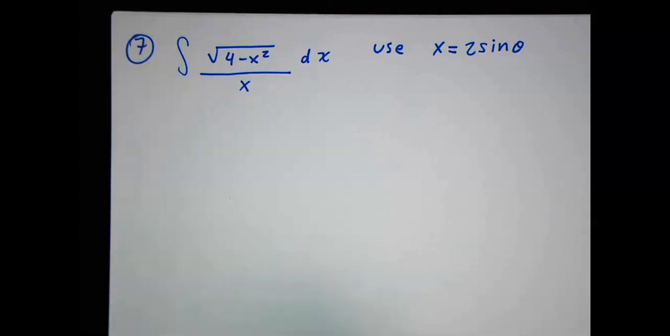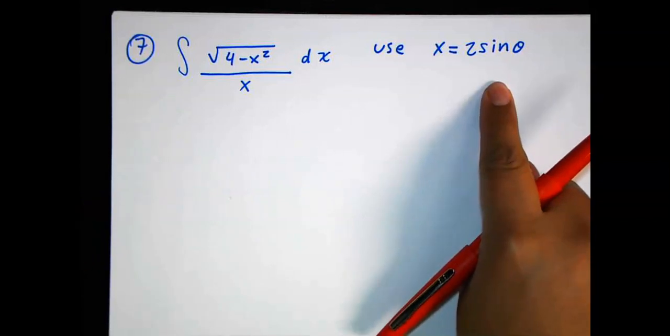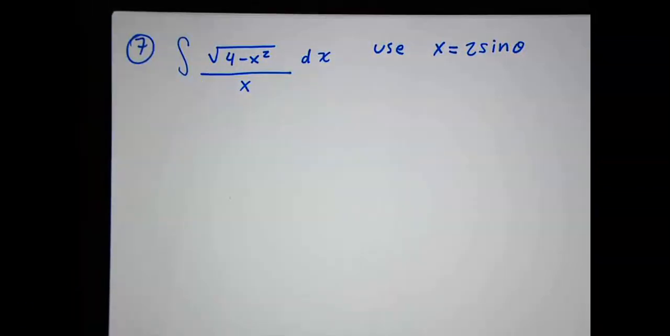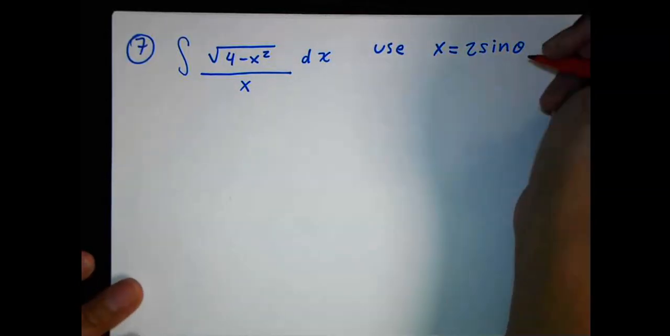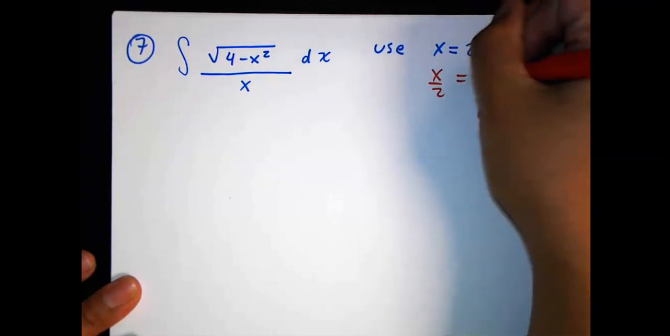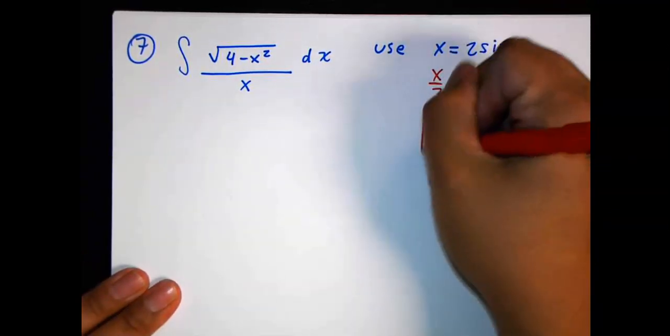Okay, for question 7, it gives you the integral, and it says to find the integral using substitution. So what we're going to do, I'm going to solve for sine. So I'm going to have x over 2 equals sine of theta. And based on this, I'm going to draw a triangle.